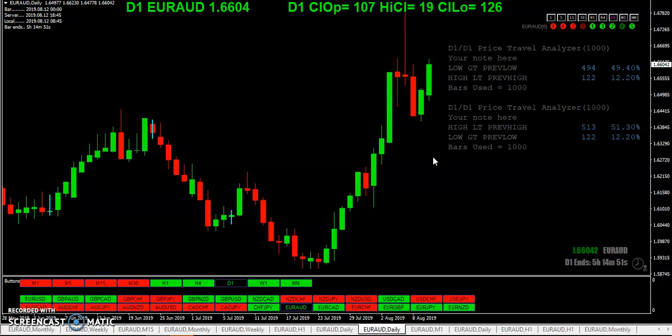Now, I'm going to analyze some price travel here. Okay, this one is if the low is greater than the previous low and the high is less than the previous high, you've got an inside bar. And you can see here, you get low greater than previous low 49% of the time, then couple that with high less than previous high. So 12.2% of the time, you get an inside bar on the daily.